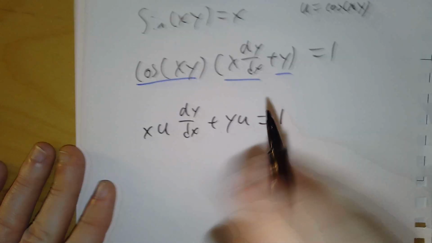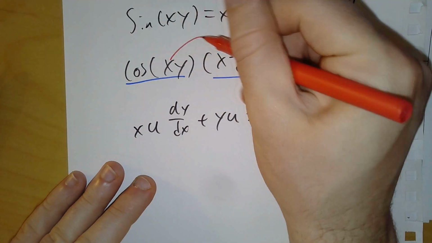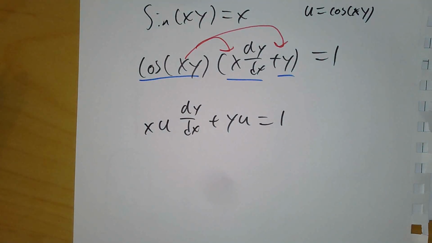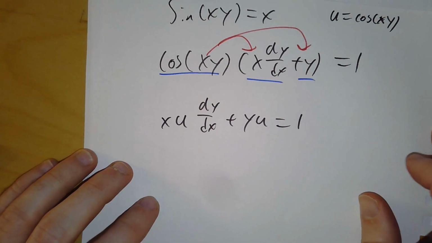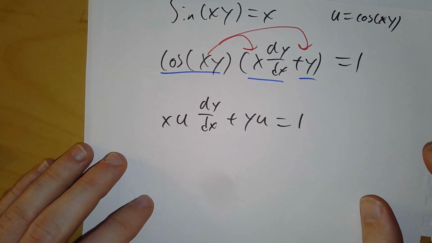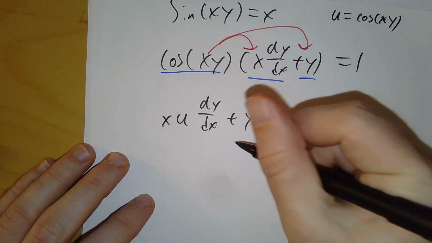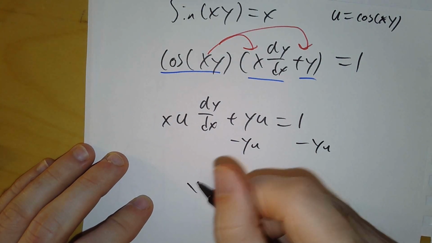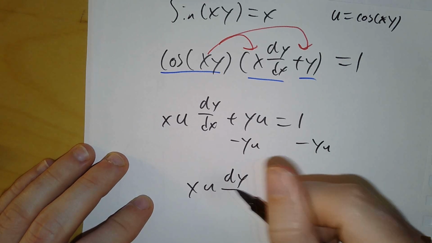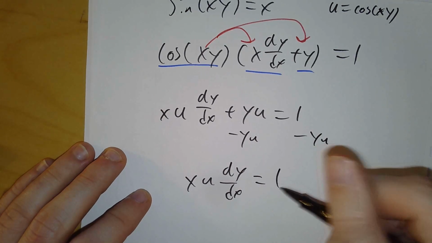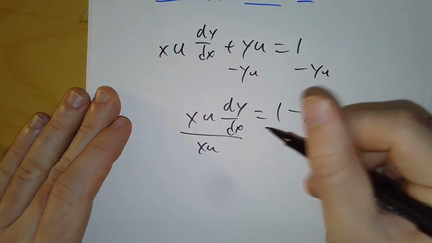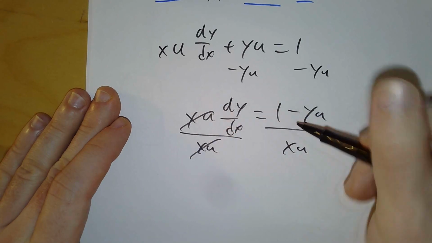Follow me? Basically, all I did there was distribute this term here and here, but I called it u because I just don't want to rewrite the whole thing. Okay. Then from there, I am going to get dy dx alone, so I'm going to minus yu here, minus yu here. So I'm going to get xu dy dx equals 1 minus yu. Then I'm going to divide both sides by xu. I have my answer. This is my answer.